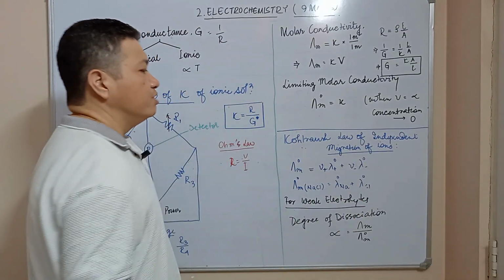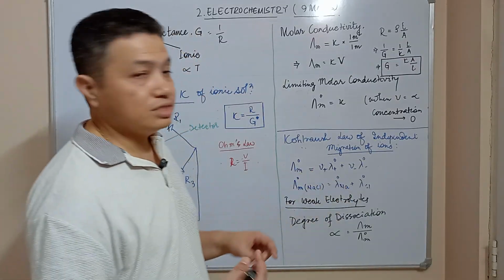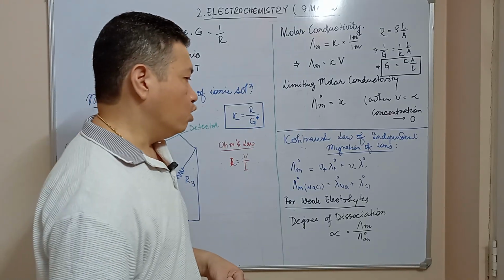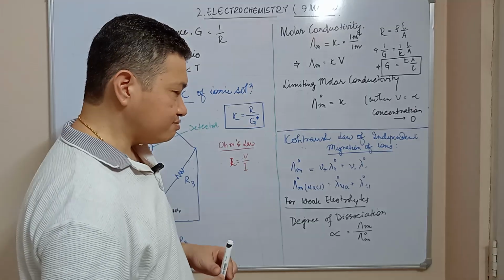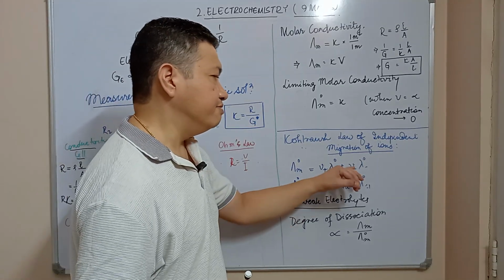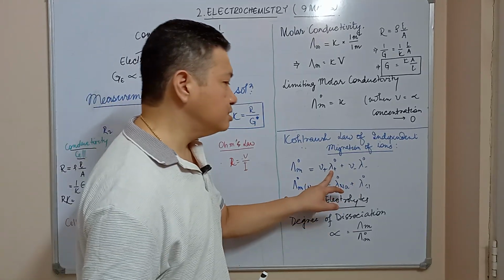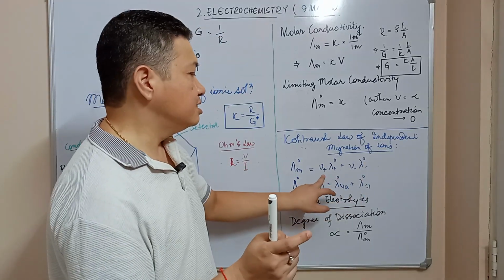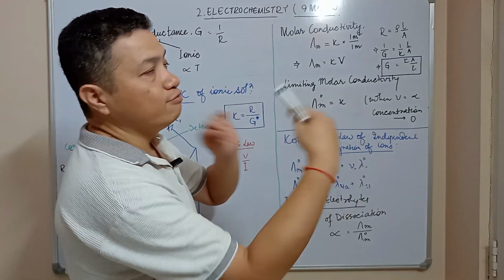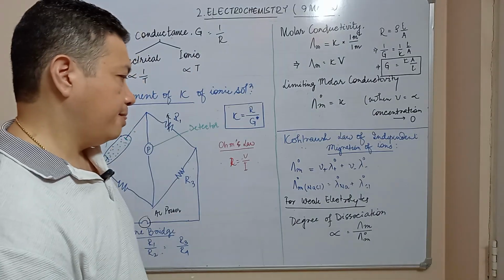What about this one? This is the general form, where V plus and V minus denote the number of ions in its formula. This is the limiting molar conductivity of the individual ion, and these are the number of cations or number of anions that are formed in the solution.